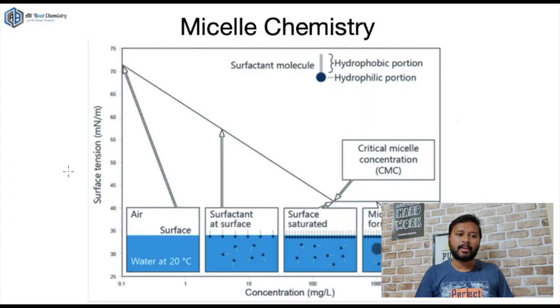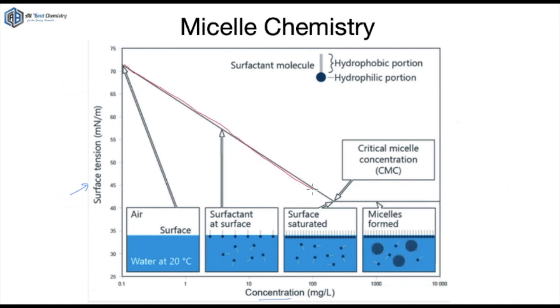Here is a graph in which we have plotted surface tension on the y-axis and concentration on the x-axis, as you can see. Now we will see how micellization is happening. You just have to look at this line over here. This line has a kink, it is bending from here. What is happening at each and every phase is mentioned over here.